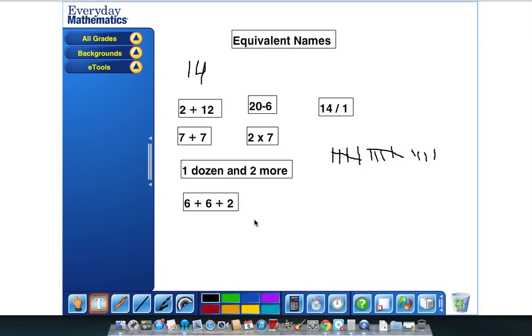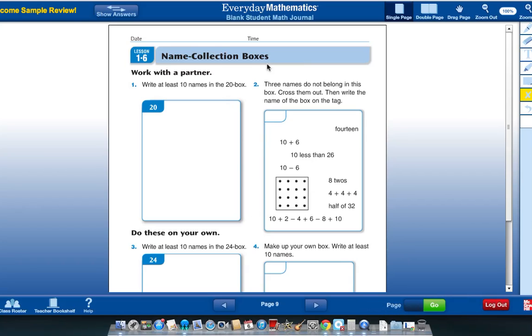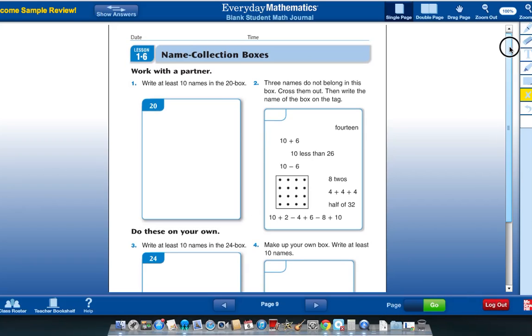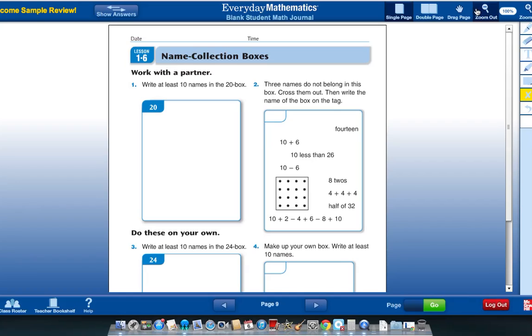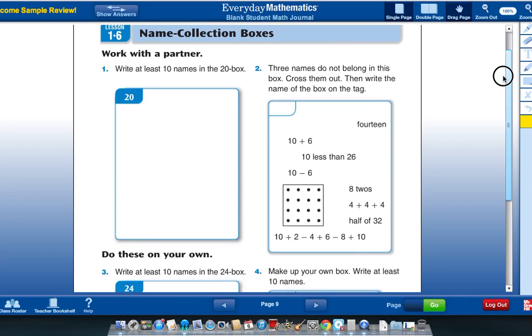So for today then, you are going to need your math journal, and it's going to be page 9, and you are going to be working on coming up with some ways to find equivalent names. So I'm going to switch over to our math journal. So this is page 9. And your first one, zoom in a little bit here for you, is you are going to be coming up with 10 names in this box, number 1 right over here.